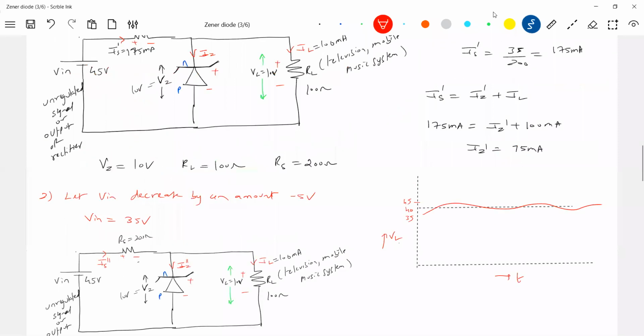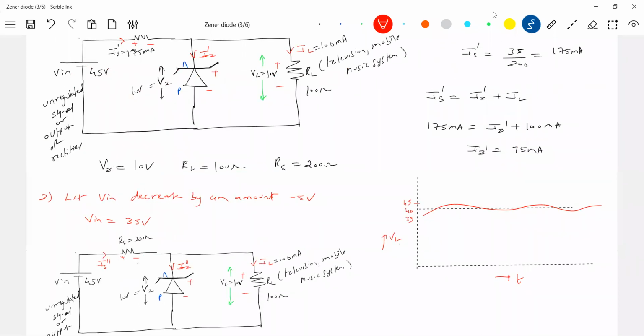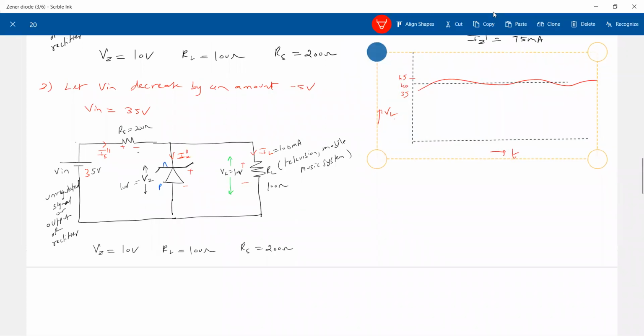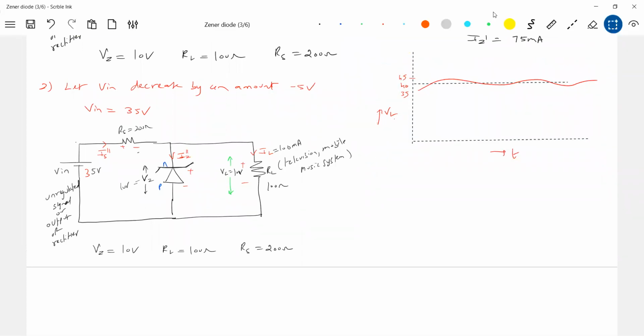I_Z dash, here I_Z dash. Okay, I'm taking all the symbols here. And now how much is V_in? V_in will become 35. Okay, do calculate. Similarly, like how we proceeded, you do calculate here. This is V_in. This is what happens. This is a practical.